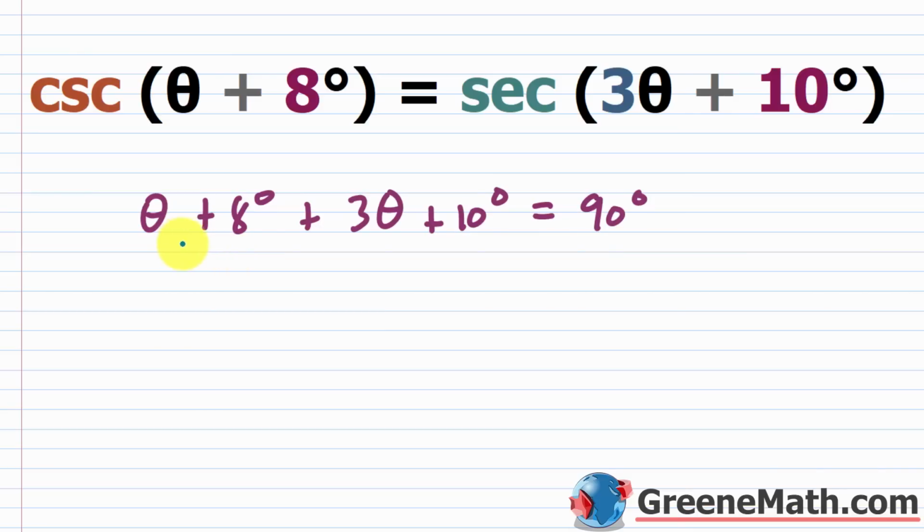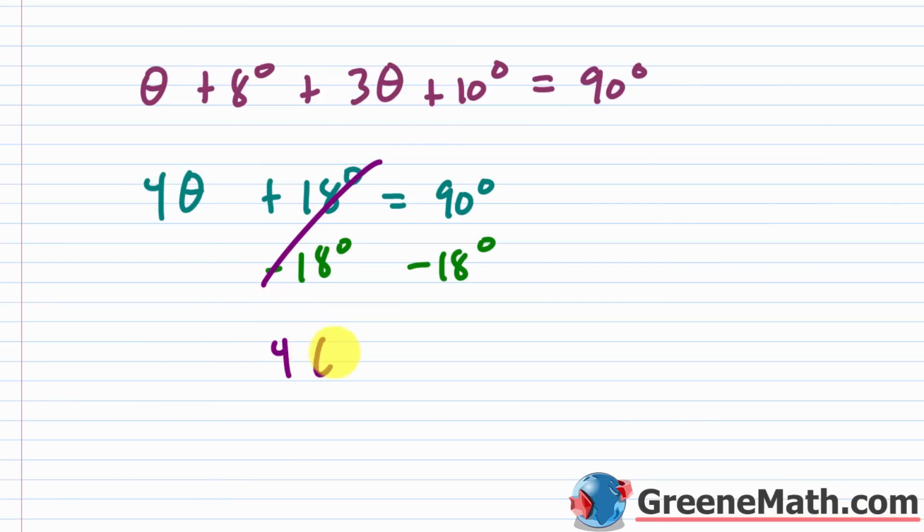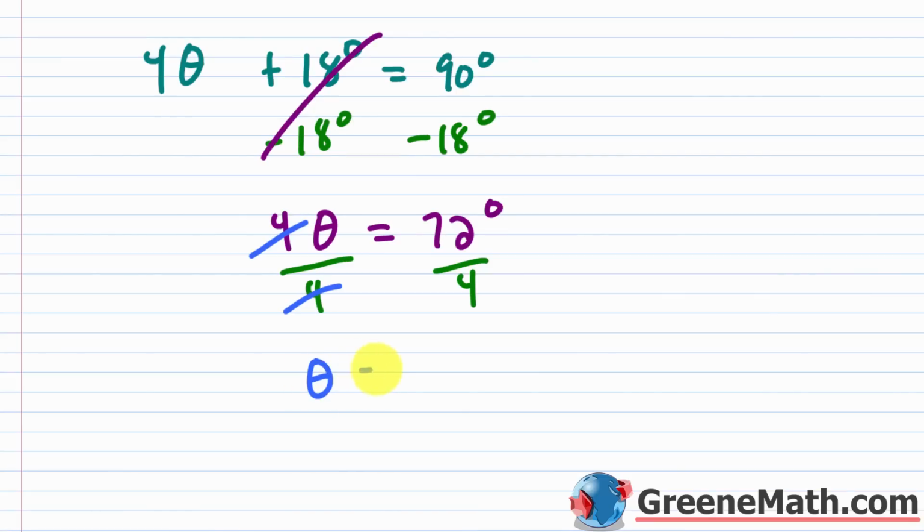Okay, so theta plus 3 theta is 4 theta. 8 degrees plus 10 degrees is 18 degrees, and this equals 90 degrees. Let's subtract 18 degrees away from each side of the equation. This is going to cancel. So we have 4 theta is equal to 90 degrees minus 18 degrees, which is going to be 72 degrees. What I'm going to do from here is divide both sides of the equation by 4. And so this right here is going to cancel. And we'll say that theta is equal to 72 degrees divided by 4, which is 18 degrees. So that's our answer for theta.